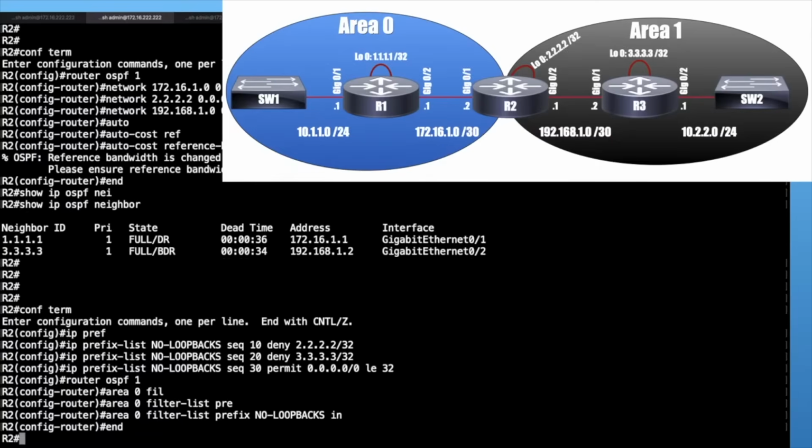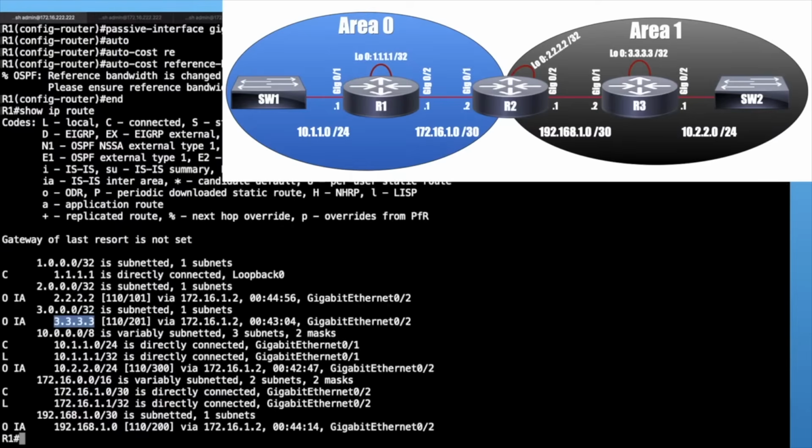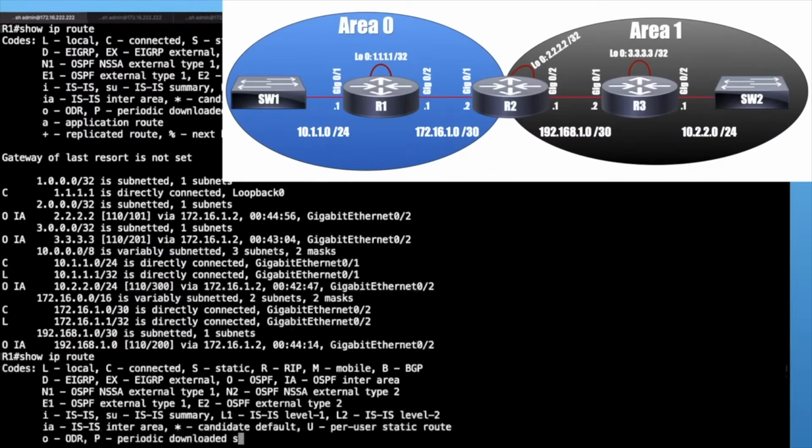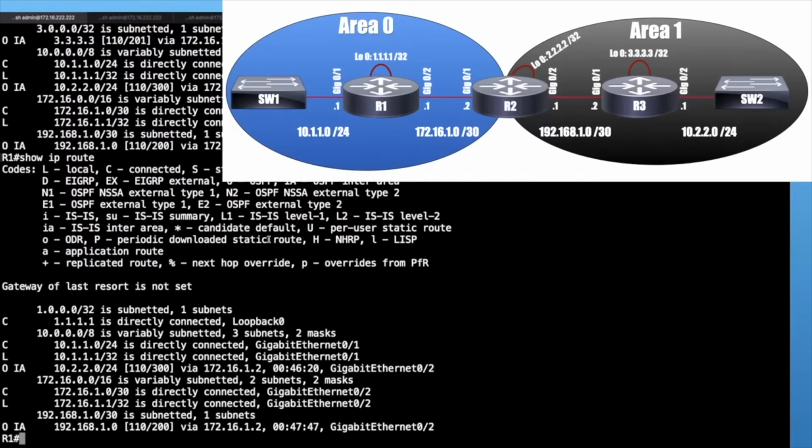That's simple. So let's go back to R1 and see if it worked. Let's go to R1 and I'll do a show ip route. Do I still see those loopback interfaces? I do. Oh, I see mine, but I didn't block that one. But I no longer see 2.2.2.2 or 3.3.3.3. That's how we can filter routes going from one area to another area. Okay, let's take it to the next step.